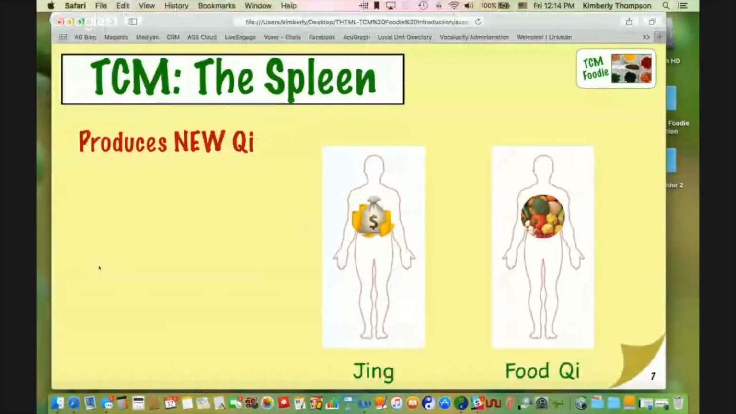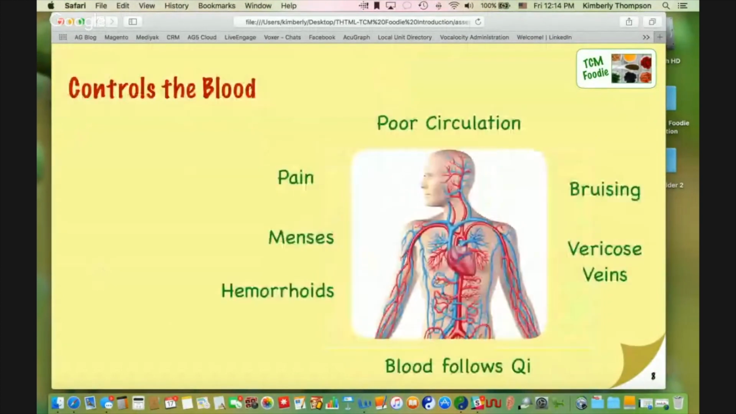When we are talking about food, the spleen is the key organ that has to do with producing new qi. So if you keep the spleen happy, as far as dietary needs, then as far as the foundation goes, the spleen is responsible for producing new qi when we eat good food. It is also responsible for controlling the blood.